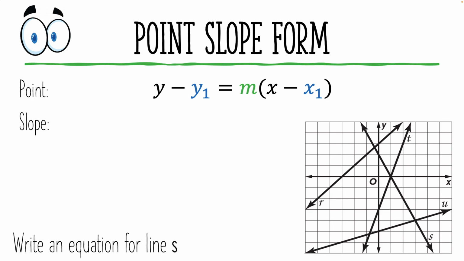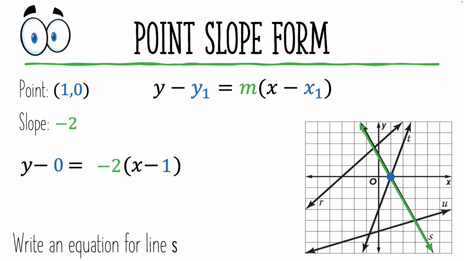Let's try another one. We're going to write an equation for line S, which I've put in green there. We're going to put it through the point (1, 0). The slope of that line, rise over run, you can just count it, is -2. So again, all the black stuff stays the same. Now we just fill in the information that we know. We put the x value, 1, with the other x, and the y value, 0, with the y, and the slope goes before the parentheses. We clean that up a little bit. We've got y equals -2 times the quantity x minus 1.